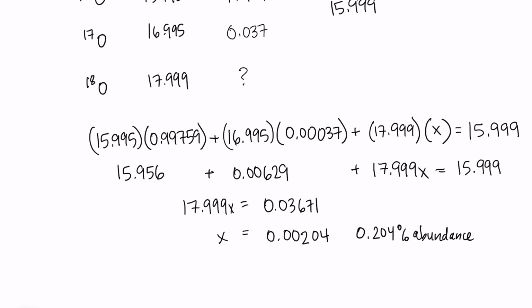So that's the other kind of problem that you can see here, where you know the abundance of some and not others, and you have to solve for the percent abundance.